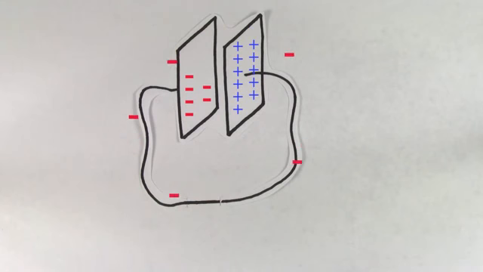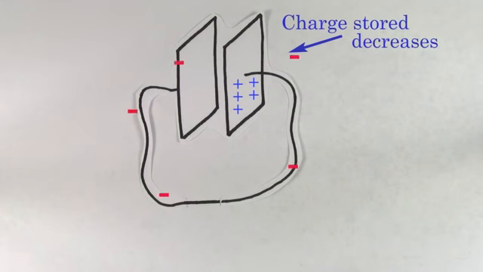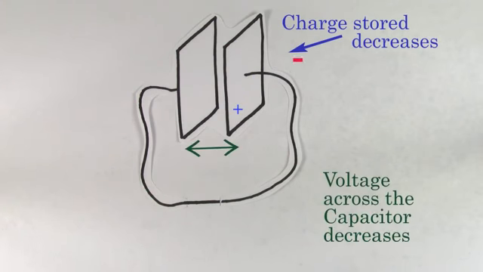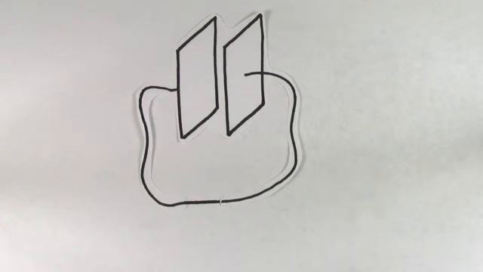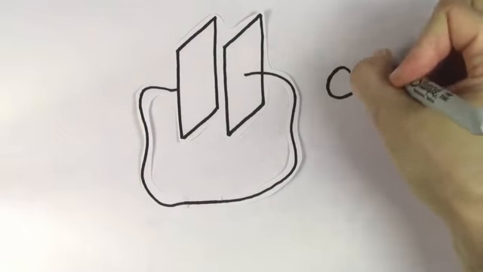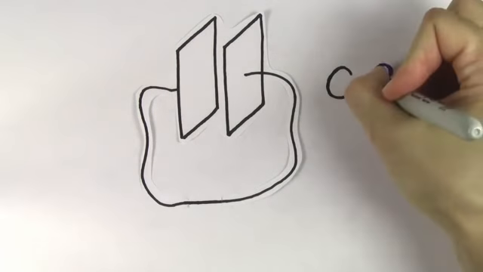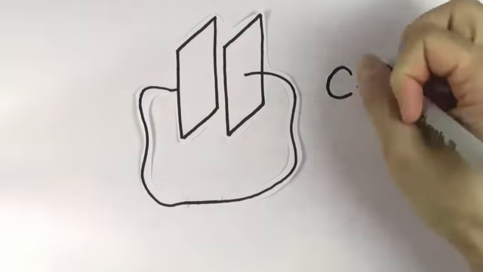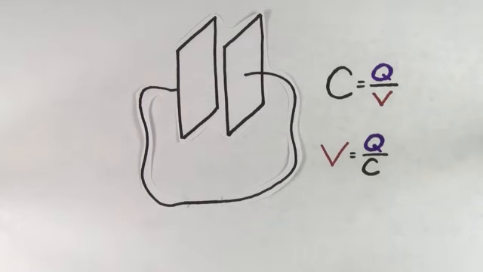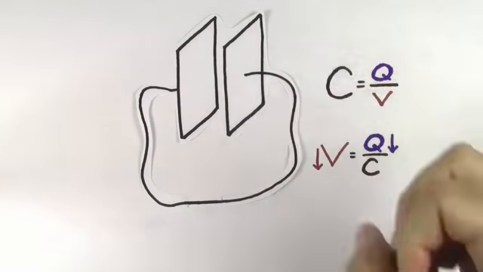The reason for this is that each time a charge gets transferred, it decreases the total amount of charge stored on the capacitor. And as the charge on the capacitor keeps decreasing, the voltage of the capacitor keeps decreasing. Remember that the capacitance is defined to be the charge stored on a capacitor divided by the voltage across that capacitor. So as the charge goes down, the voltage goes down.